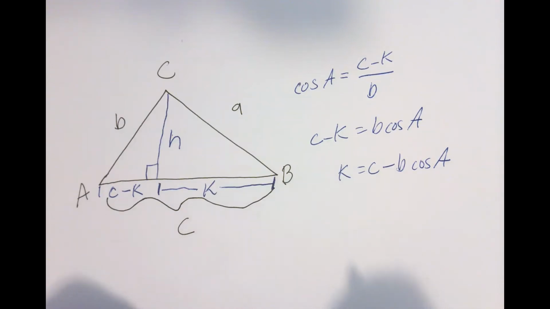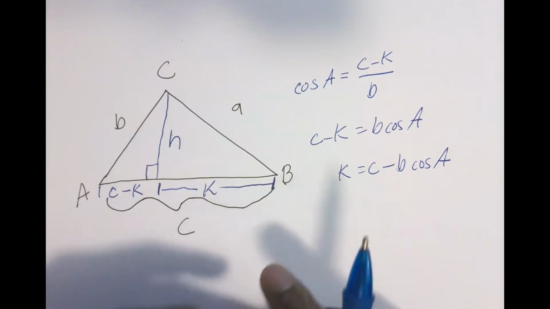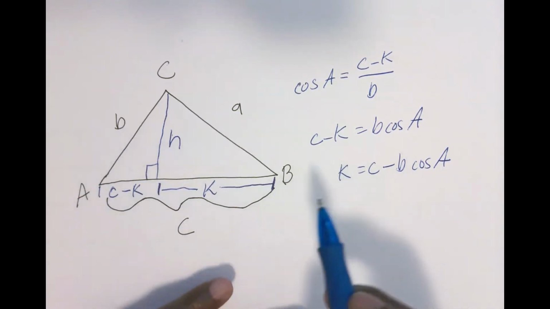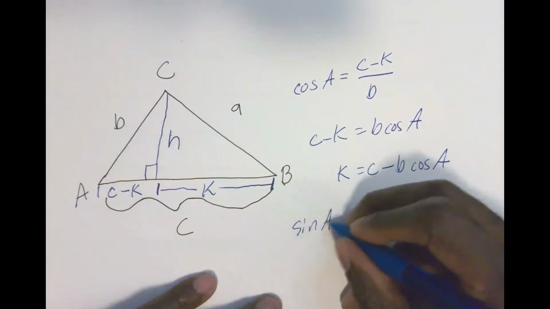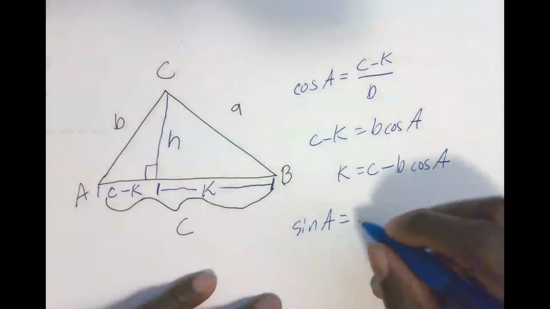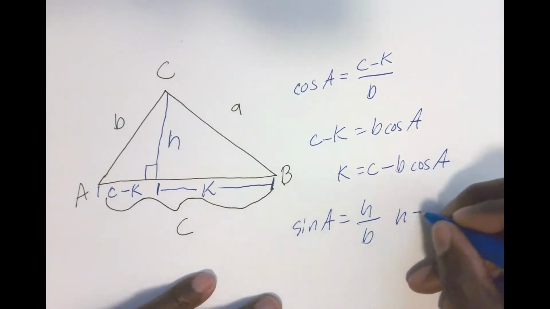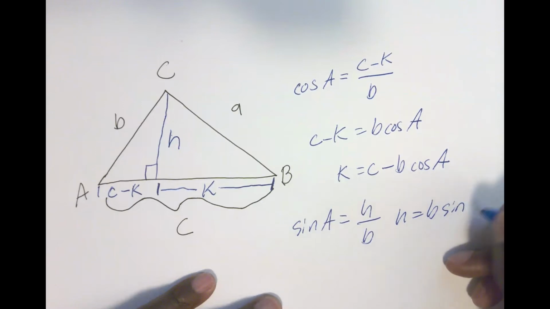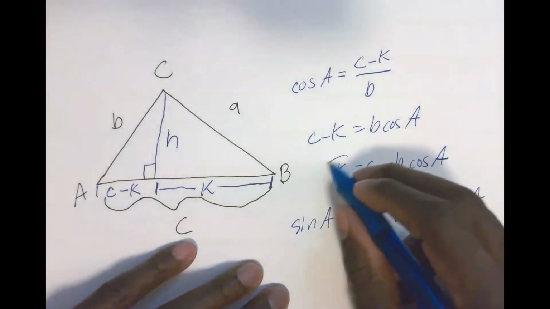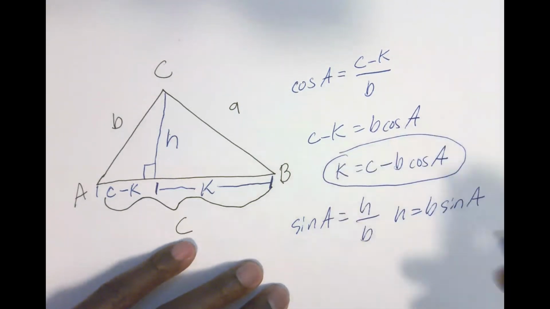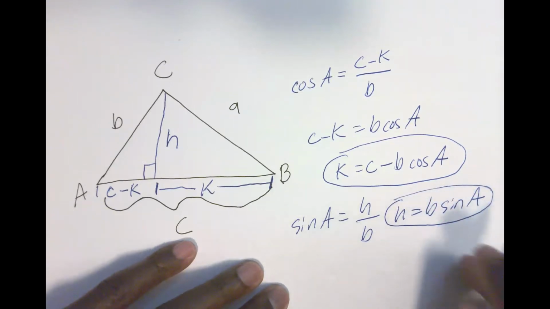I'm also going to find the sine of angle A. I know it's called the law of cosines, but I need to utilize sine as well. And sine, of course, is opposite over hypotenuse. So the sine of angle A would be H over B, which means that H would equal B times the sine of A. All right, so I got two critical values that I'm going to utilize, and that is the value for K and also the value for H.